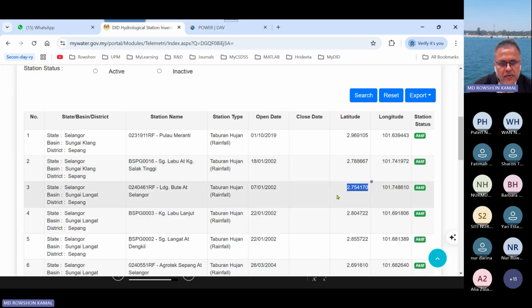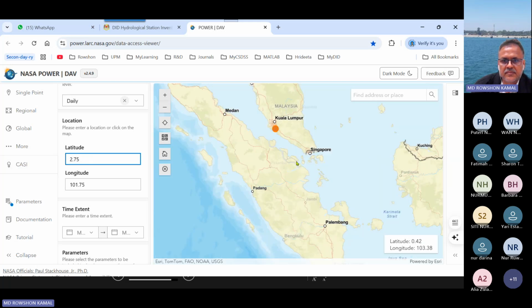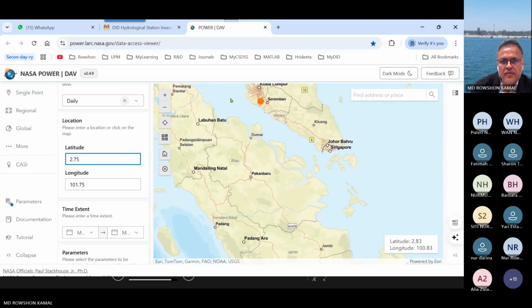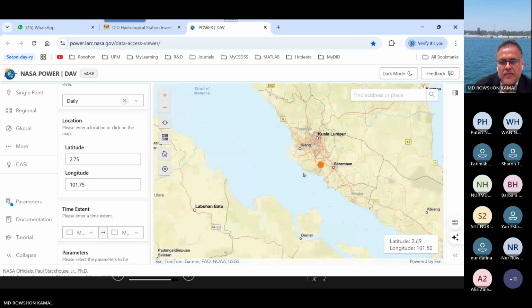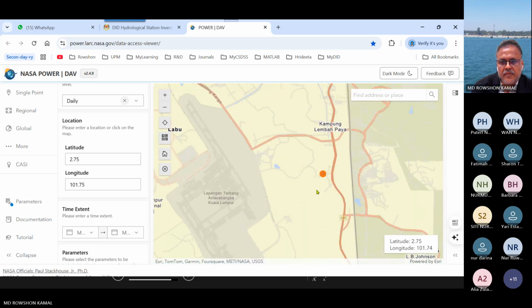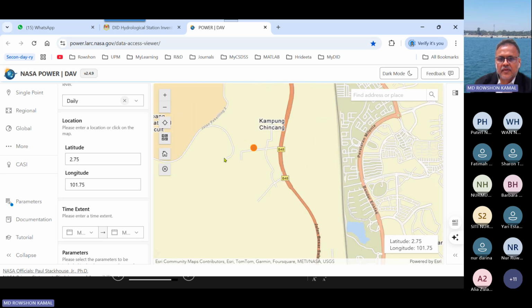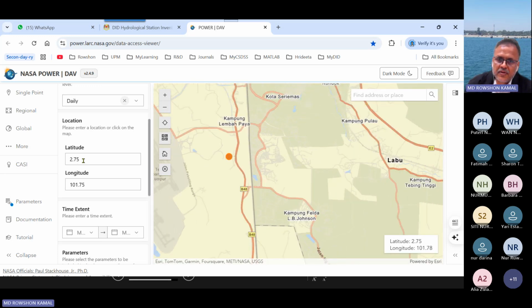I clicked on the wrong place. So just put the enter. Once you put enter, you can see the ball. It comes in Malaysia. This is the location here. Okay, this is one way you can put the longitude, latitude.